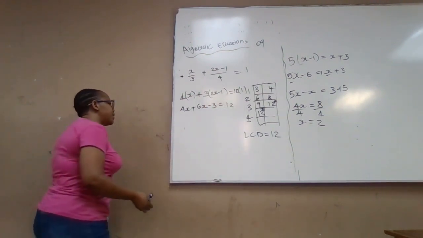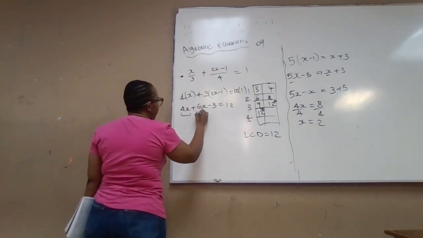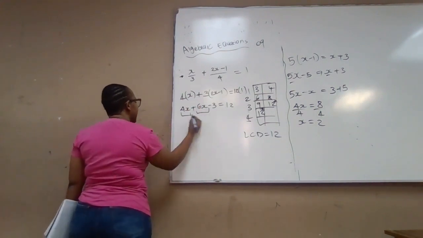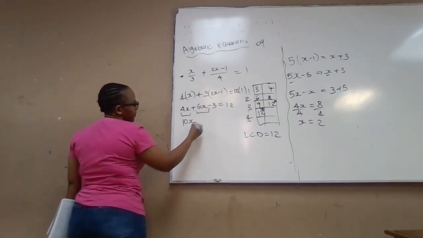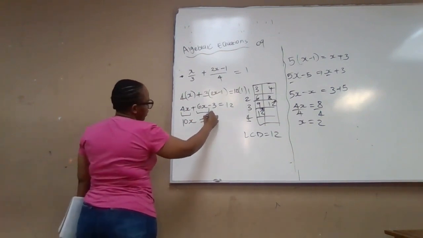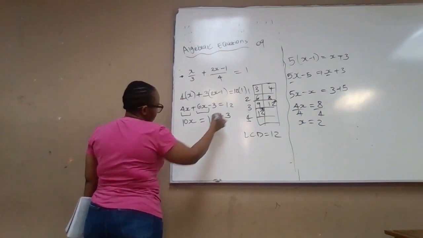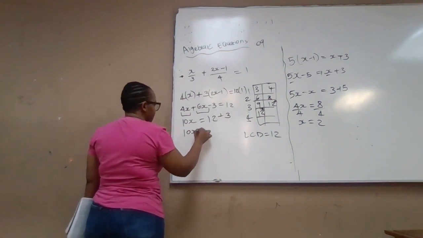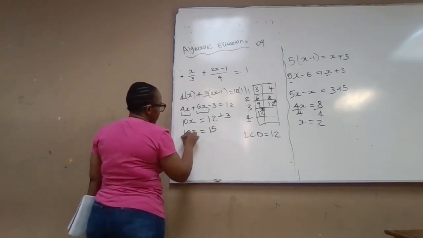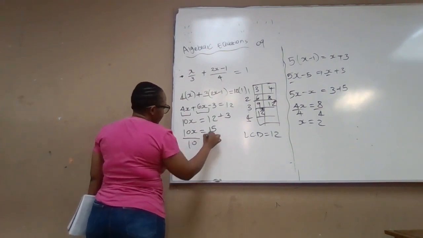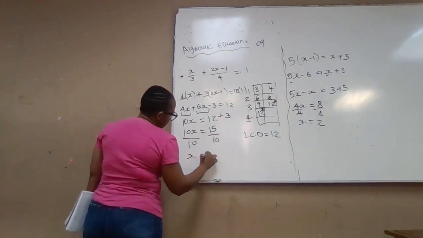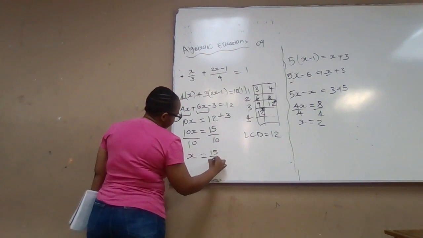Now, group like terms. Our x's are already on one side. 4x plus 6x becomes 10x, equals 12. This 3 will jump the equal sign, so it becomes positive 3. So 10x equals 15. Solving for x, divide by 10, divide by 10. Our x equals 15 over 10.